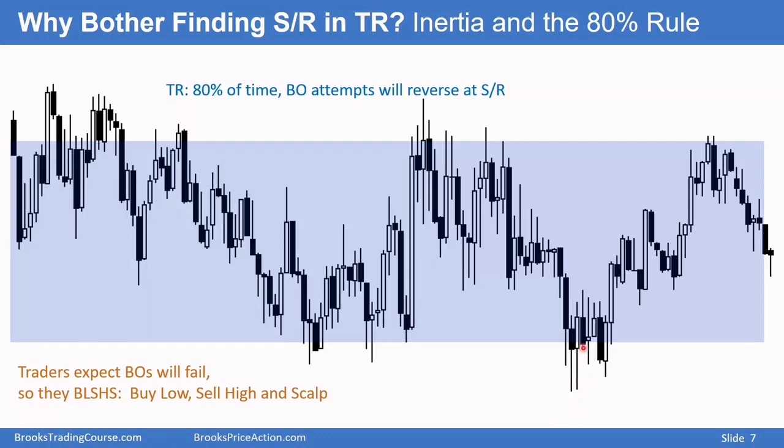Because they expect breakouts to fail, they look to buy low and they look to sell high. They expect breakouts to fail, so they expect the sell-off to be limited and they expect the rally to be limited. And therefore they take quick profits. They scalp. They buy low, sell high, and scalp.